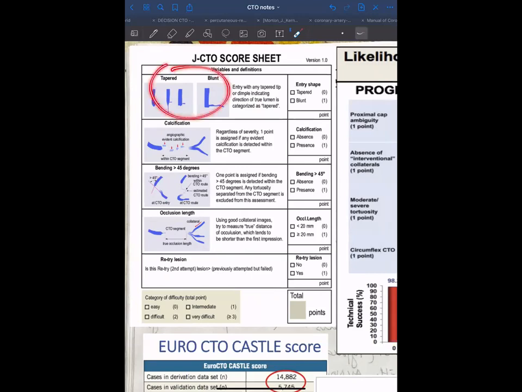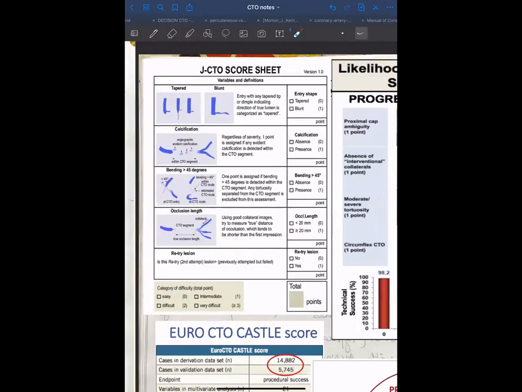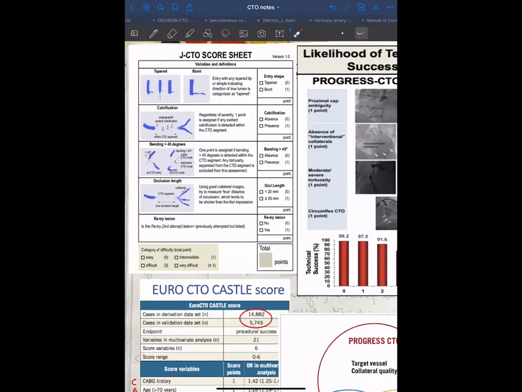Tapered proximal cap, presence of calcification, and bending angle at the CTO. If in the CTO segment there is a bend angle like this, the wire would not negotiate this way and rather would perforate and go out, which is why its presence gives a score of 1. Occlusion length: if it is more than 20 mm, you give 1 point. And if it's a retry of a previously attempted CTO, you get 1 point. Based on this, it is defined as easy, intermediate, difficult, and very difficult.